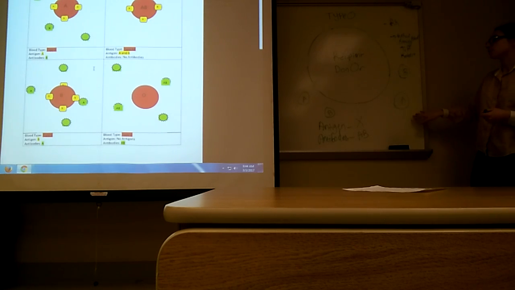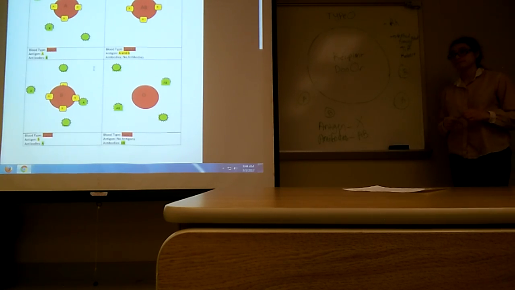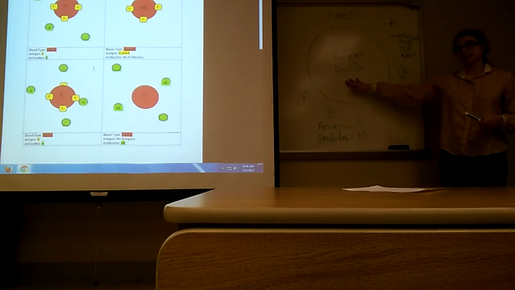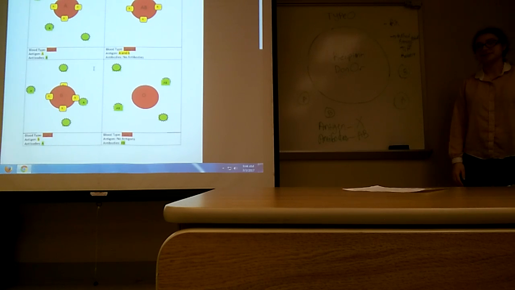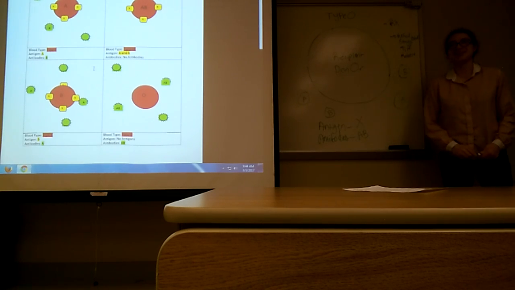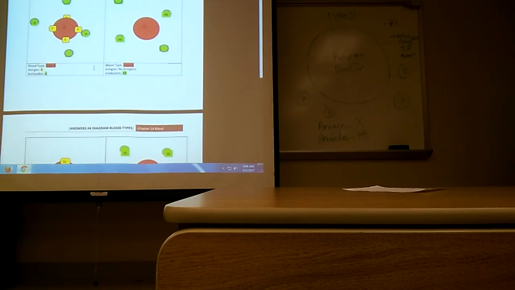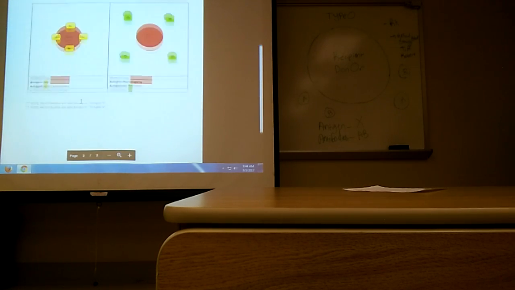but what can be an issue with type O blood? Why can you only receive O blood? Because it has A and B antibodies. Yep. So it can give to everybody, but it can only accept from itself. That's pretty depressing.